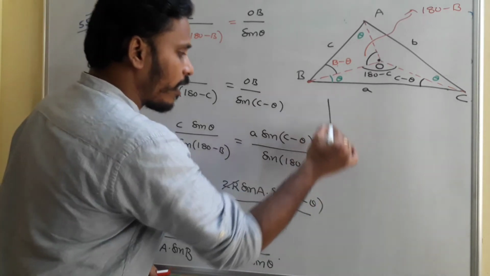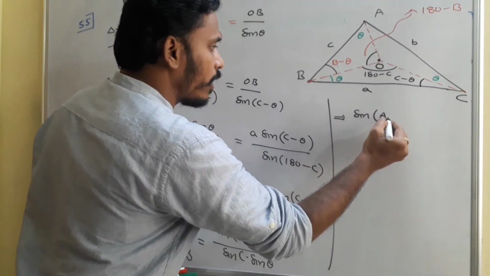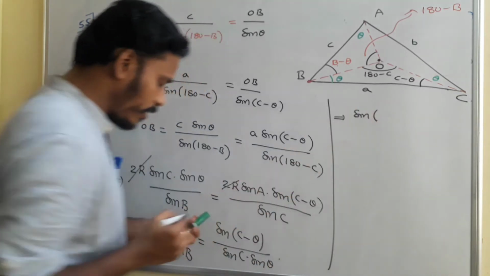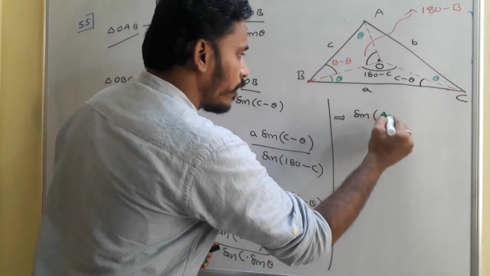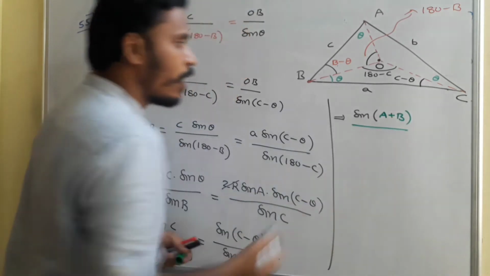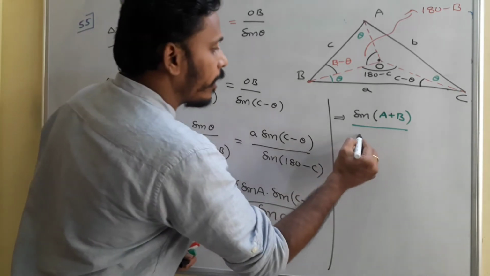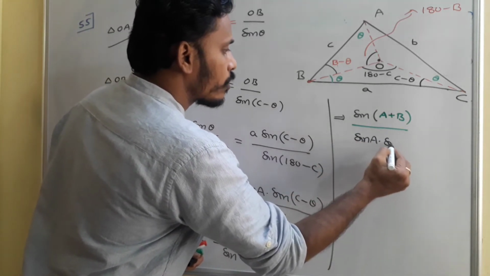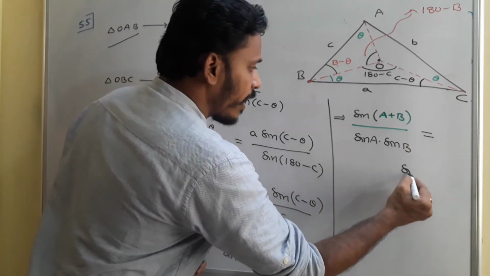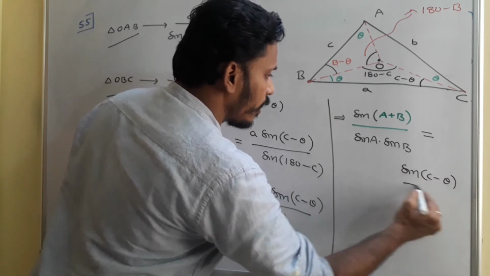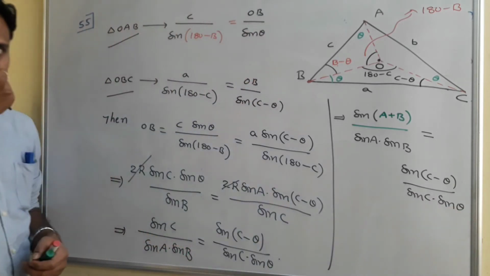So in the next step I will write like this. This implies sine of that c is nothing but a plus b actually. I will write it like a plus b, because a plus b plus c is 180. We have a chance to rewrite that c as 180 minus of a plus b, which is sine of a plus b. Sine of a plus b divided by sine a into sine b is equal to, on the left side, sine of c minus theta divided by sine c into sine theta. Now there ends the task.